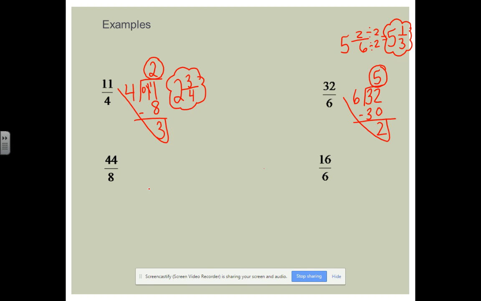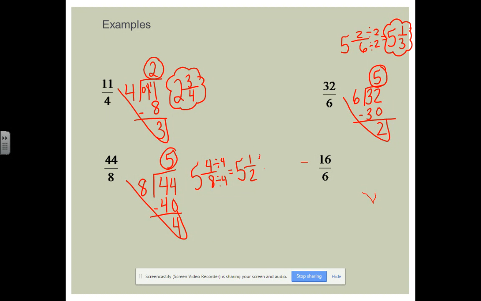Okay, my next example, 44/8. I'm going to divide numerator by denominator. 8 goes into 44 5 times. When we subtract, we get a remainder of 4. And we are going to Nike swoosh. We're going to just do it. That gives me 5 4/8. But always look at that fraction and see, can it be reduced? 4/8 can be reduced by 4. And that gives me 5 1/2.